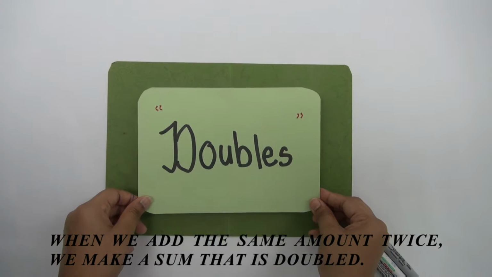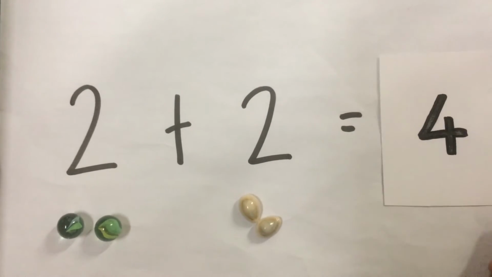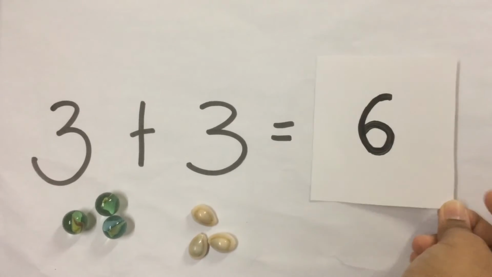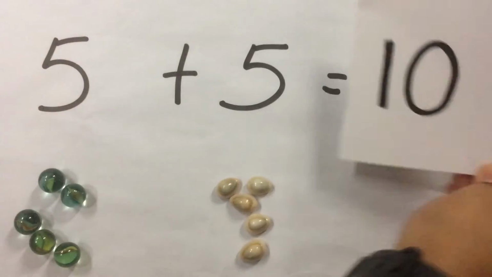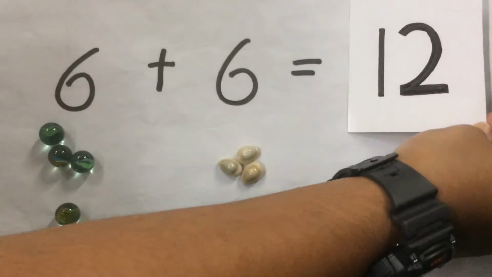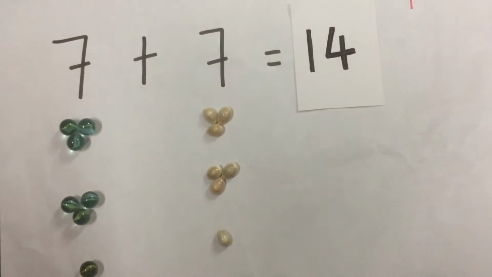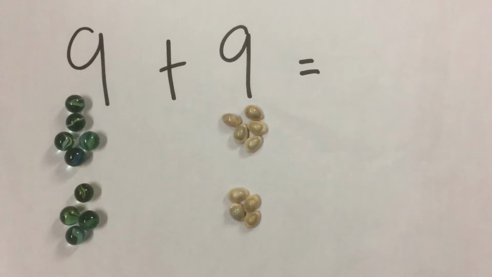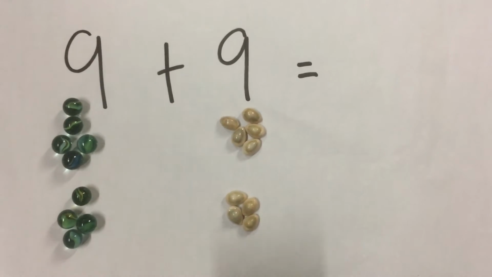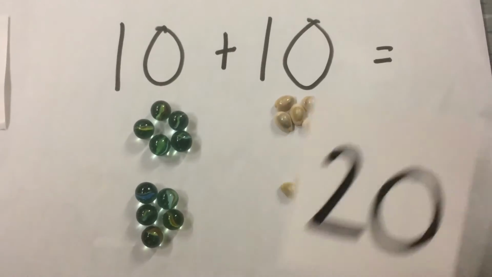The third strategy is the double strategy. 1 and 1 are 2, 2 and 2 are 4, 3 and 3 are 6, 4 and 4 are 8, 5 and 5 is 10, 6 and 6 are 12, 7 and 7 are 14, 8 and 8 are 16, 9 and 9 are 18, and 10 and 10 are 20.